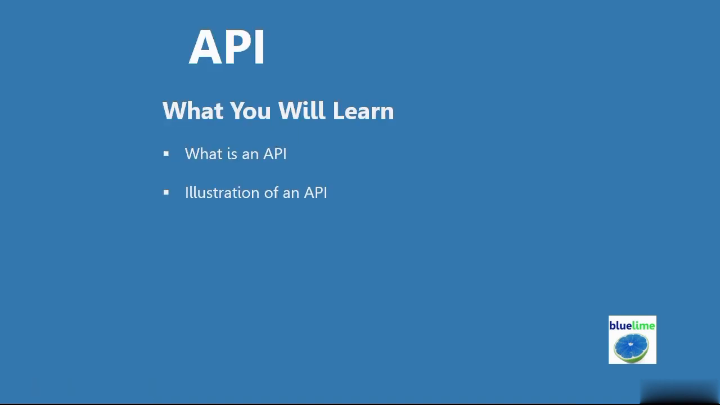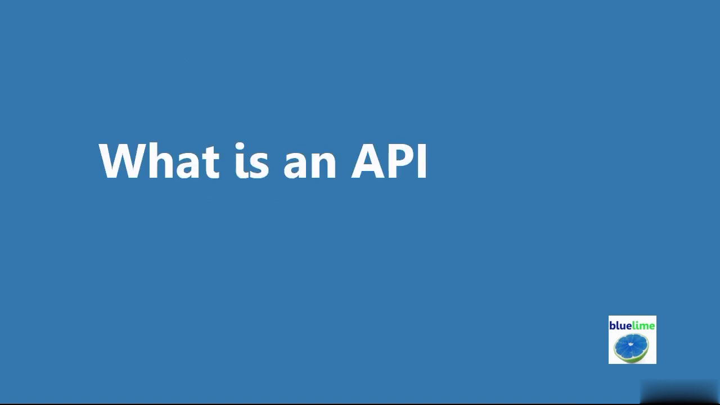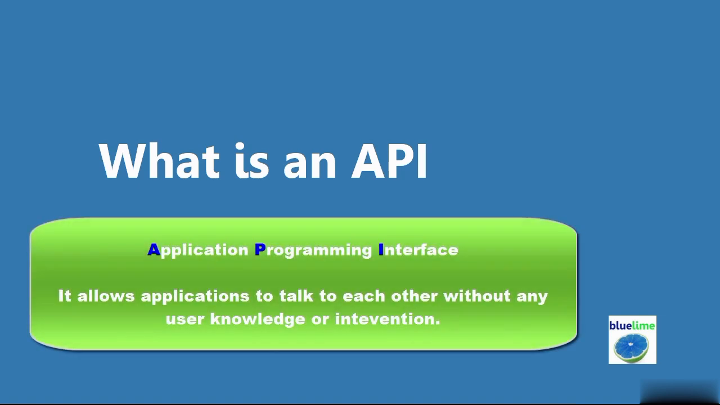In this lecture, you learn what an API is. I will also show you an illustration of an API. What is an API? An API stands for Application Programming Interface. This is a set of programming instructions and standards for accessing a web-based software application.